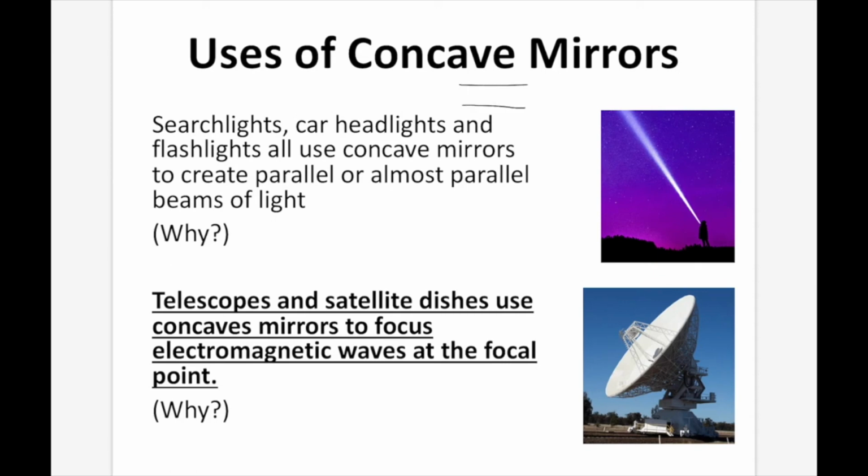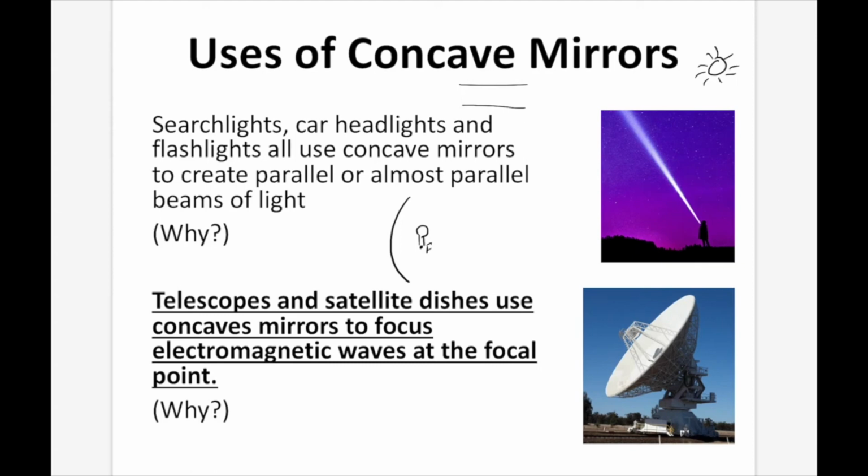Now, if we were just to set up a light bulb, remember, a light bulb is going to shine light in all different directions like the sun, and that's not going to give us a very concentrated beam. So what we want to do is have some kind of concave mirror behind our light bulb. So there's our light bulb. And we're going to put that light bulb right at the focal point.